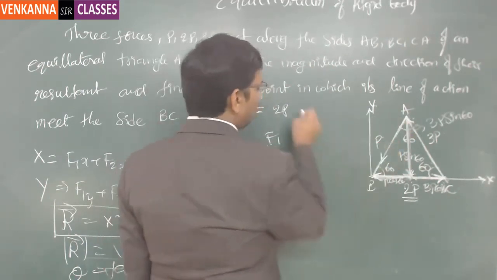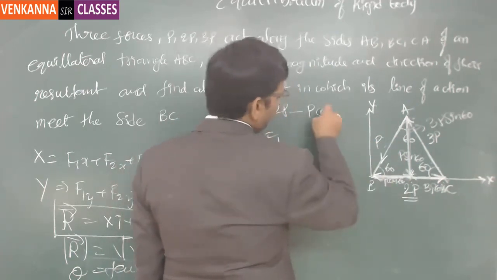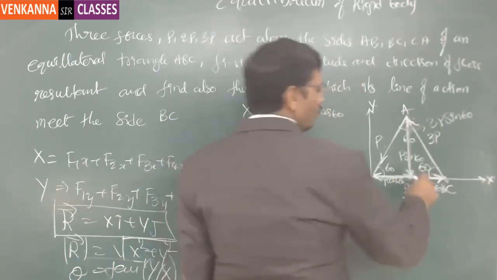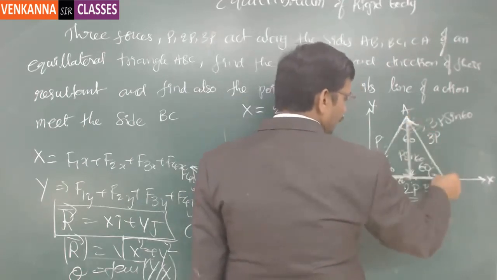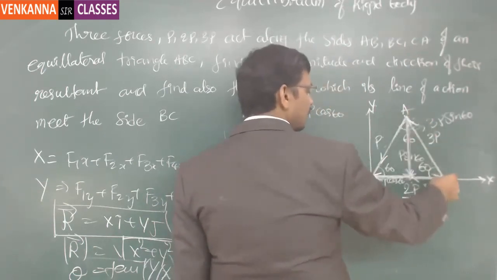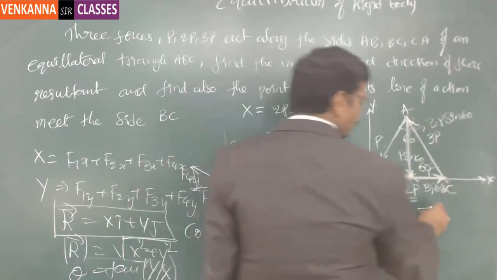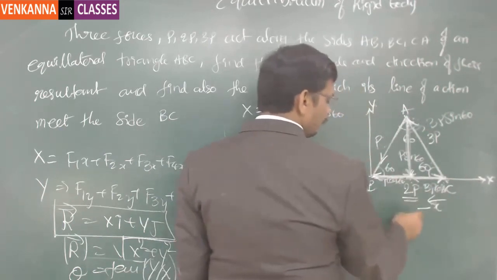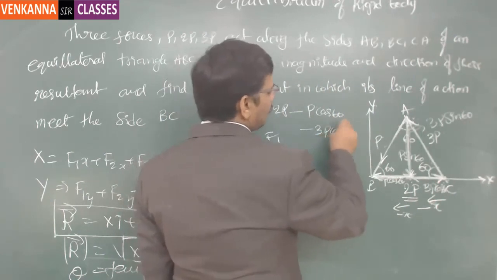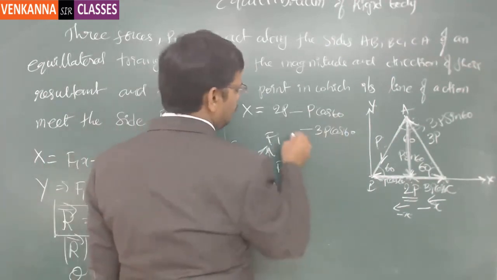So this one will be minus P cos 60. And this is having one vertical component in the upward direction and also a left direction component. This force can be divided into this component and this component. This is again leftward, that means minus x direction, and this is also minus x direction. So this is also minus 3P cos 60. Now this will be minus 4P cos 60.